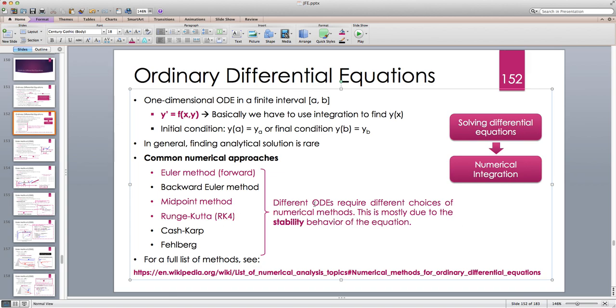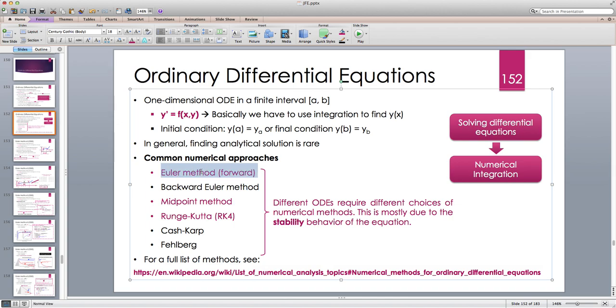But in general, especially for ODEs, RK4 is a very good approach. It's commonly used. And if you want to look at the full list of numerical methods for solving differential equations, look at this Wikipedia list: en.wikipedia.org/wiki/list_of_numerical_analysis_topics. So this is a general list of all the numerical analysis topics. And there is a section which is numerical methods for ordinary differential equations. All right, so you can look at this, and it gives you a full list, and it directs you to the Wikipedia pages that have all the information on all the numerical methods.